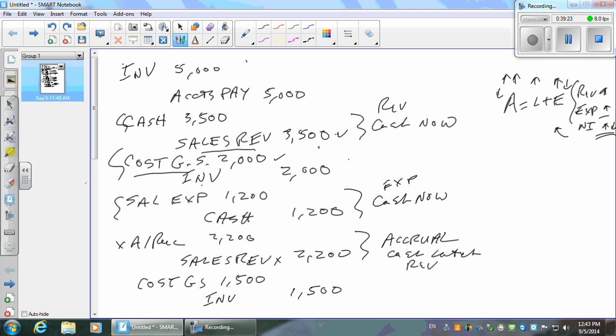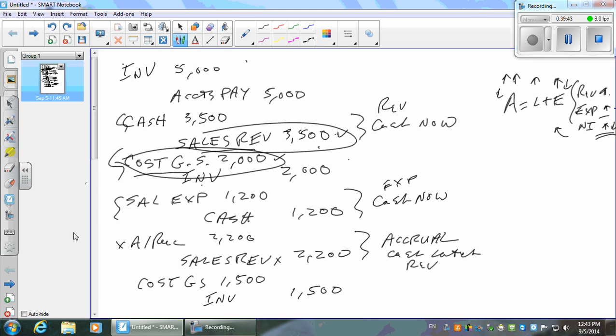Everybody agree? What's the net impact on equity if you make it go up by 3,500 and then you make it go down by 2,000? I got revenue of 3,500. I got expenses of 2,000. The net effect is an increase in income of 1,500. You can do all these, can't you?